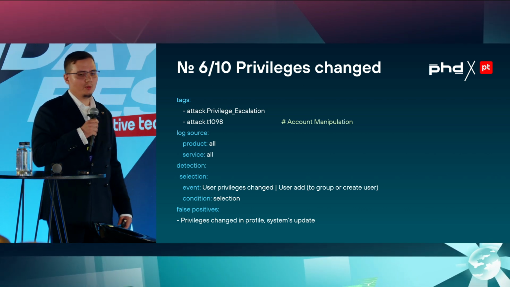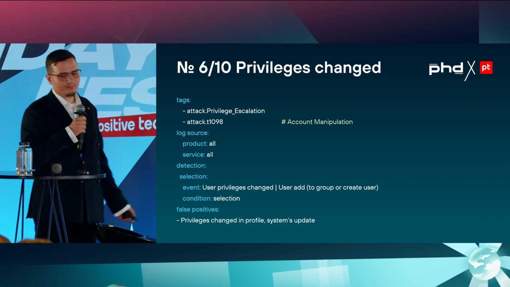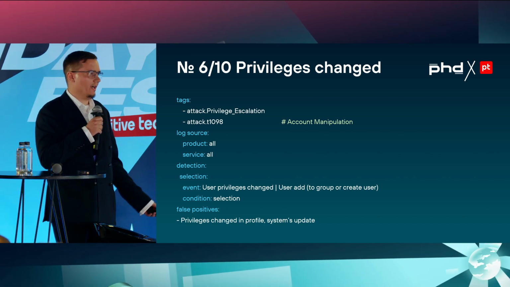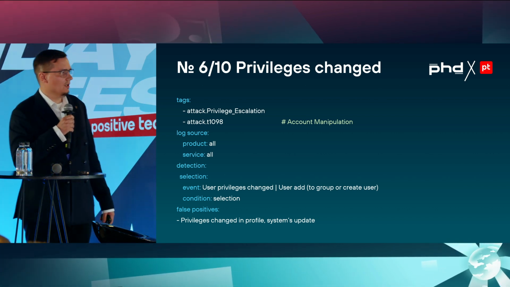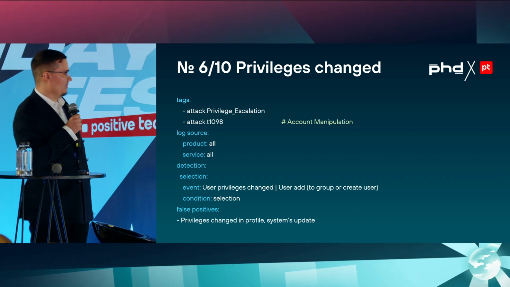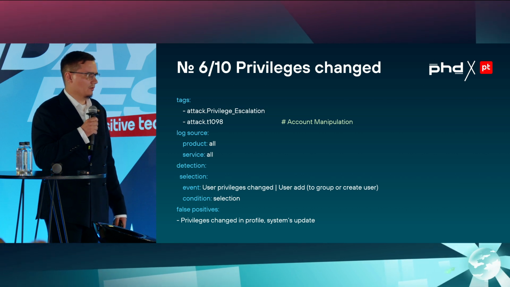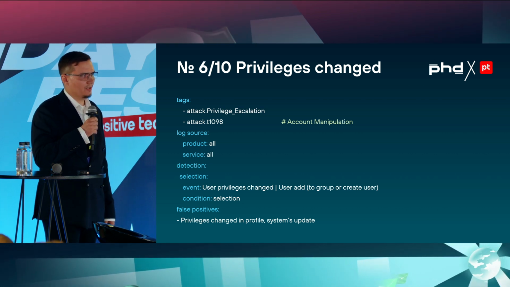Privileges changed. Account management. A very important correlation. Illegitimate control over resources is control outside of a specific profile. Of course, for this rule to work more correctly, you would need integration with various other systems to understand that privileges have changed.